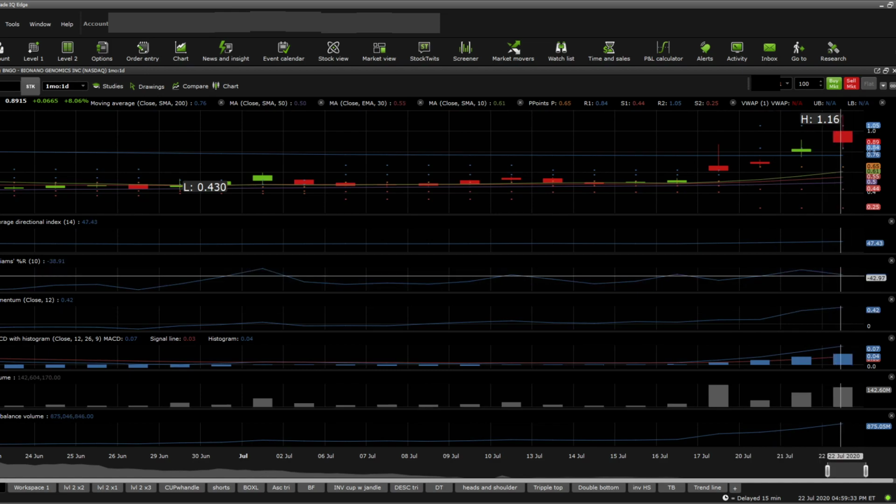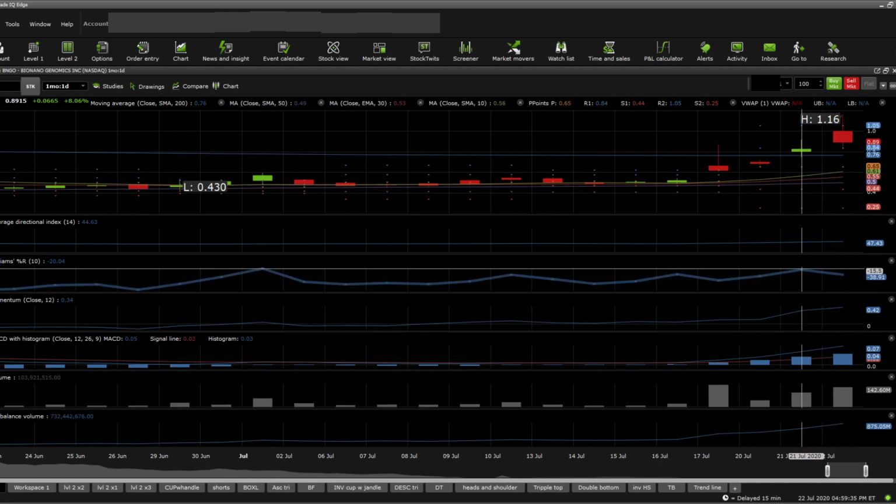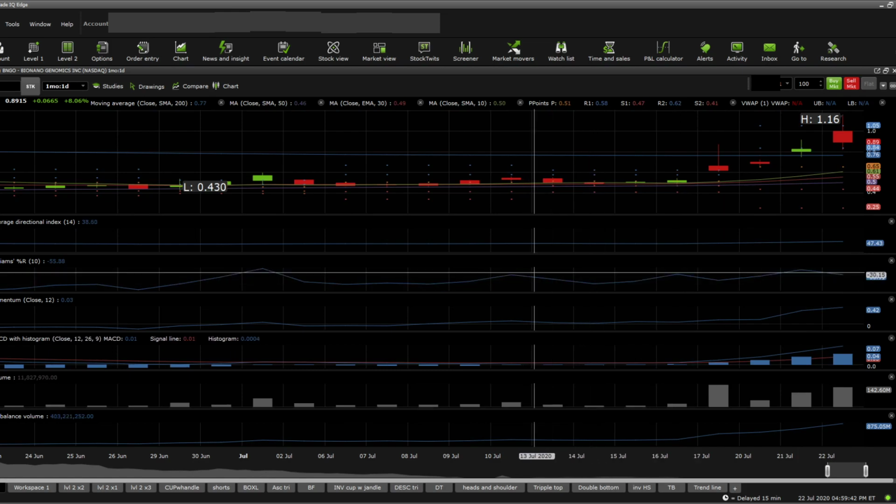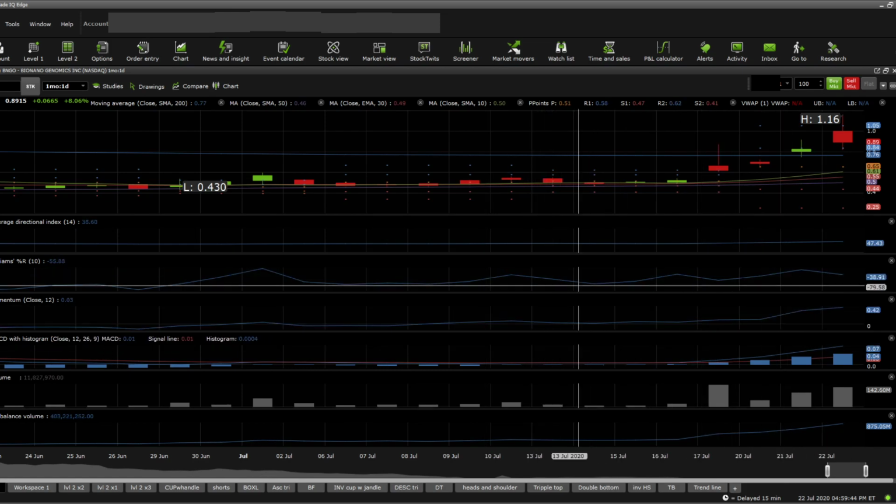Williams Percent R put the stock yesterday at overbought, and then today it is a little bit more neutral, yet still in the overbought region. Although we've seen that kind of pullback and then push forward multiple times before.